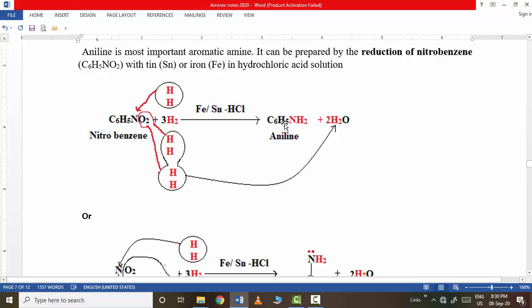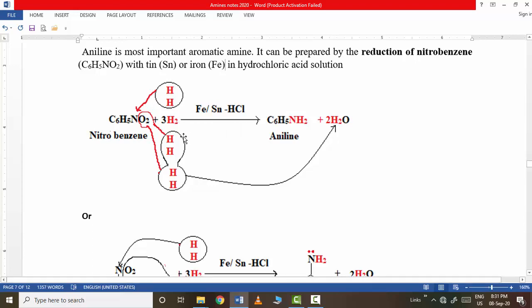You can see C6H5NH2. And this nitrogen was black in color, it has gone red. So you can see this nitrogen is directly from nitrobenzene. Only the hydrogen is red in color because red hydrogen is added here. But there is no such thing as red and black; I am just helping you to differentiate it and understand the reaction better.